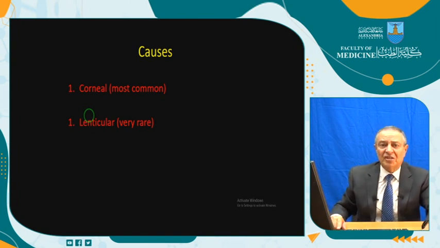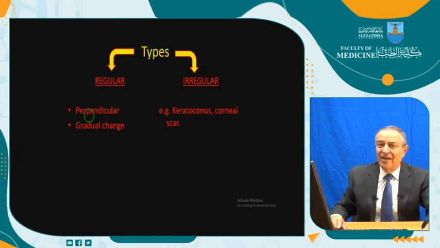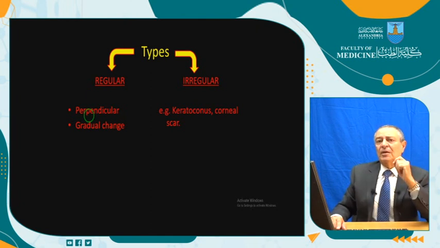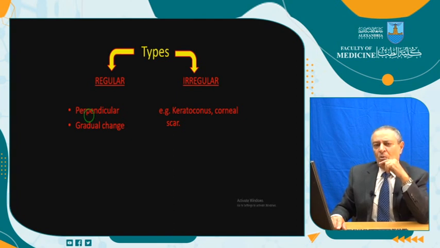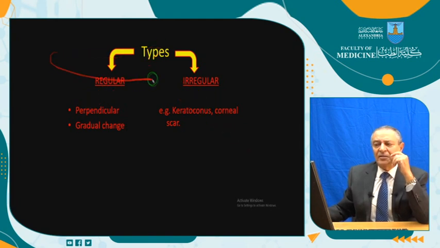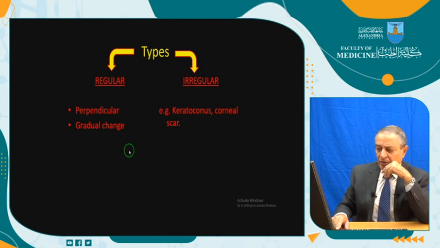Why? For genetic reasons, not acquired, except pathologically, of course, as in keratoconus. But I mean the usual astigmatism is genetically determined. We have two types, regular and irregular. What is the importance? Regular can be corrected with glasses. Irregular is very difficult to correct with glasses, and you have other issues. Irregular is pathological. It can be keratoconus or corneal opacity or scars. Regular is the genetic one that we have. It must be perpendicular and changing gradually.